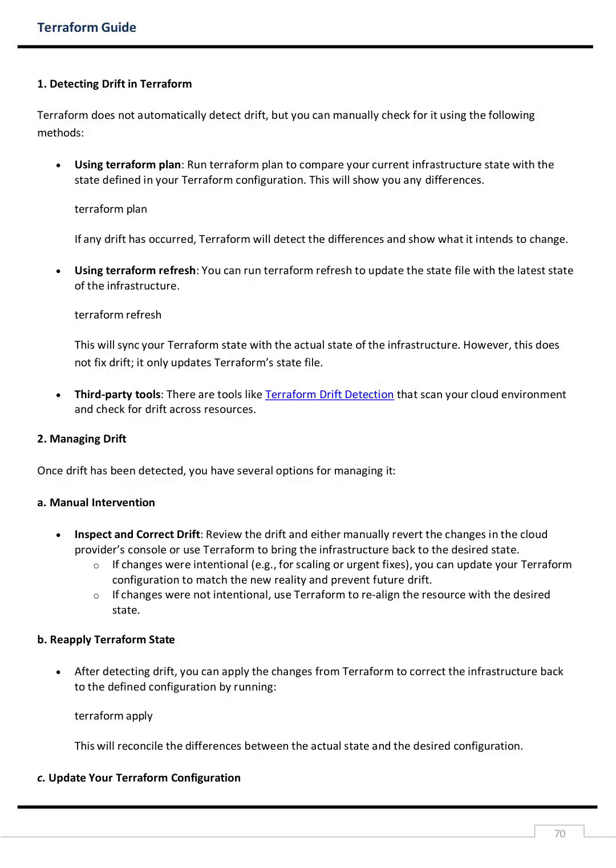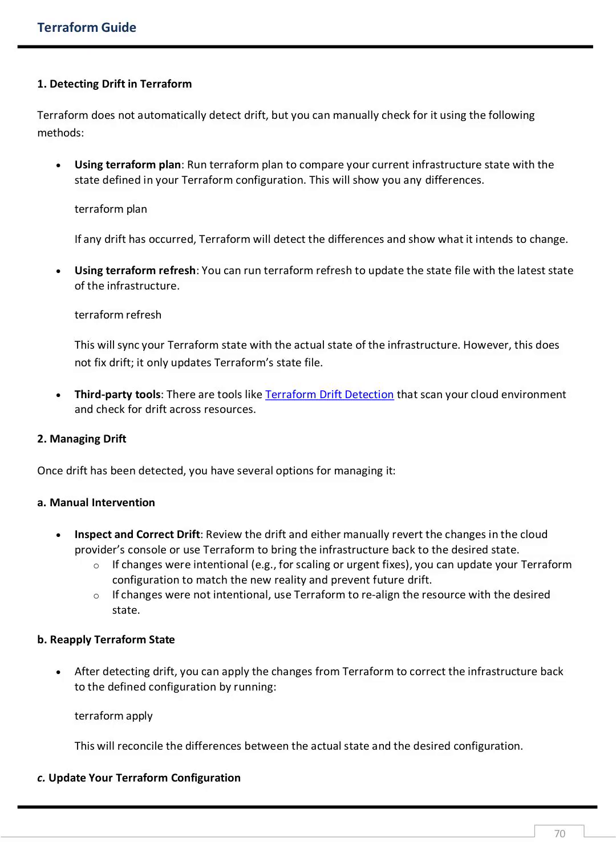How to detect and manage drift. Terraform Guide. 1. Detecting drift in Terraform. Terraform does not automatically detect drift, but you can manually check for it using the following methods. Using terraform plan. Run terraform plan to compare your current infrastructure state with the state defined in your Terraform configuration. This will show you any differences. If any drift has occurred, Terraform will detect the differences and show what it intends to change.